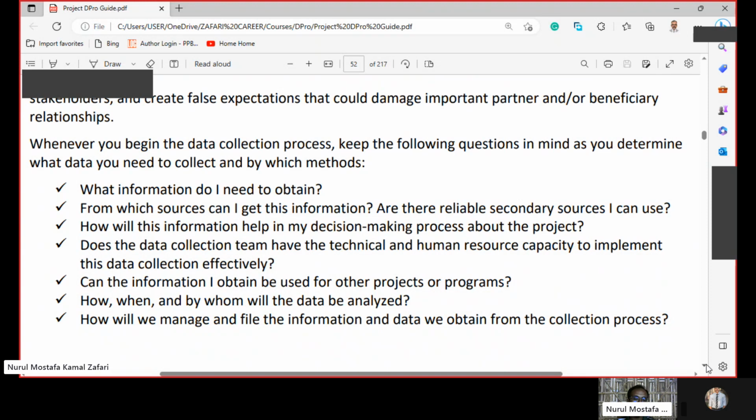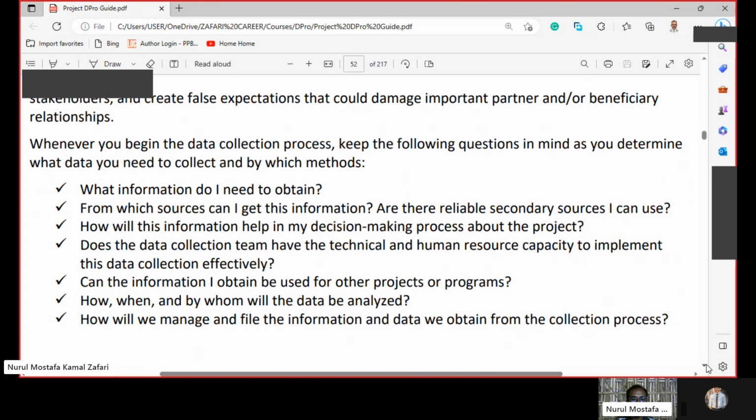Whenever you begin the data collection process, keep the following questions in mind as you determine what data you need to collect and which methods. What information do I need to obtain? From which sources can I get the information? Are there reliable secondary sources I can use? How will this information help in my decision-making process about the project?